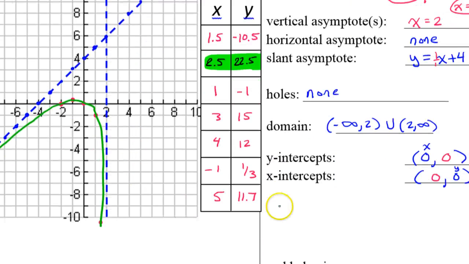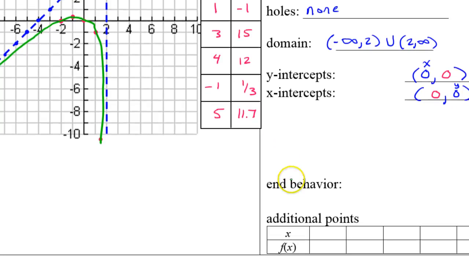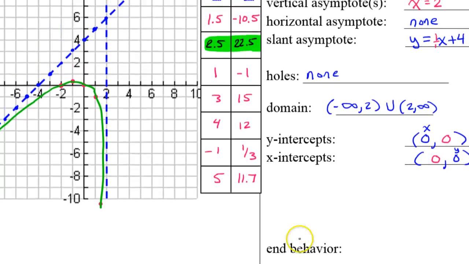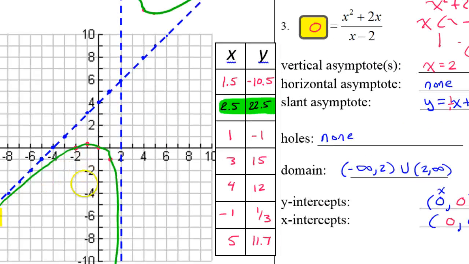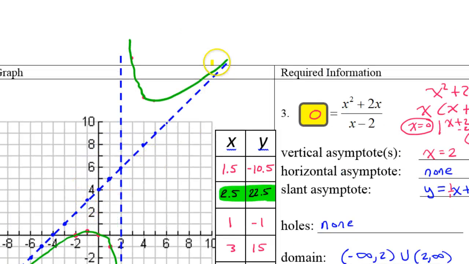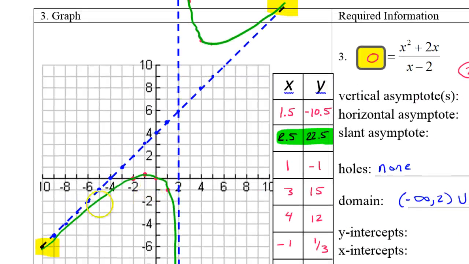Alrighty then, now we can do the end behavior. End behavior is what goes on the ends, meaning the left and the right. So understand that when we talk about end behavior, this is the left end over here, and this is the right end over here. We are not talking about what's happening here in the middle where the vertical asymptote is. Just those two yellow marks.